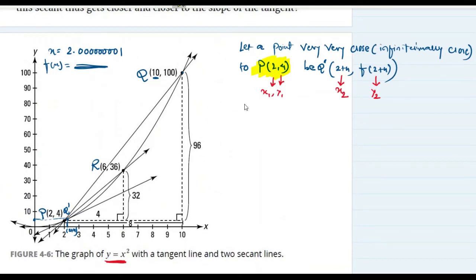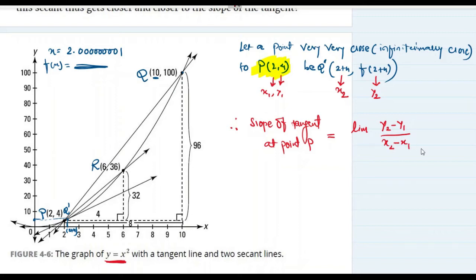Okay, so let's find the slope. Therefore, slope of the tangent at point P is equal to limit of y2 minus y1 upon x2 minus x1, as, you know what x2 minus x1 is? x2 minus x1 is change in x. Let me write this in brackets: x2 minus x1 represents delta x, that is change in x. And what we need to do is bring these 2 points so close to each other that the difference in their x coordinate becomes very, very small, just like this, right?